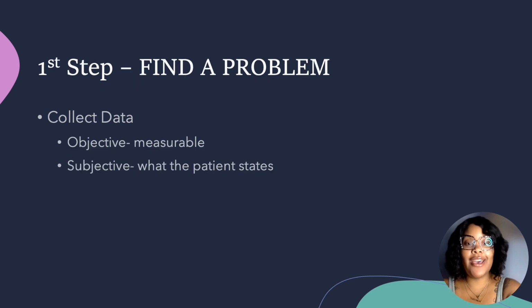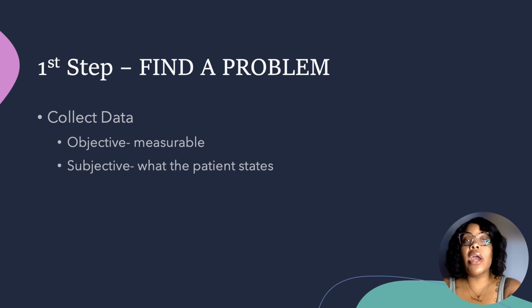So the first thing to do is find a problem, right? In order to find a problem, we need to do what? Assess. You have two types of assessment data. You have objective data, which is measurable. That's your blood pressure. That's you listening to bowel sounds. That's you feeling a pulse. All that is objective.